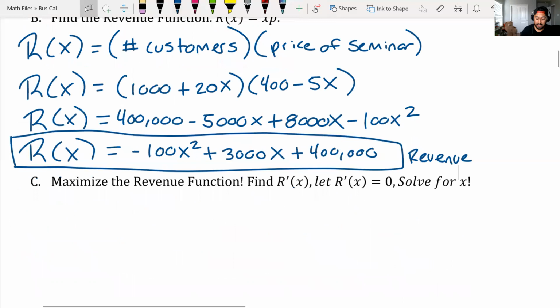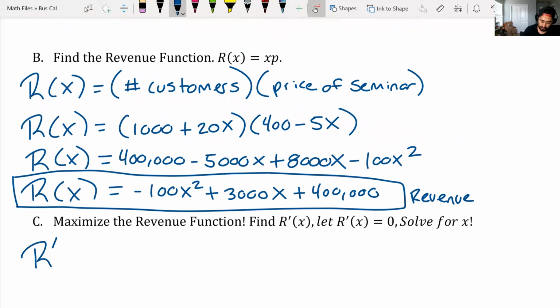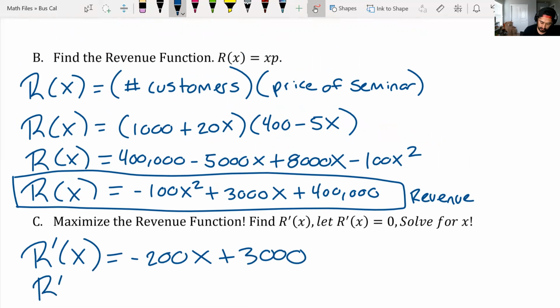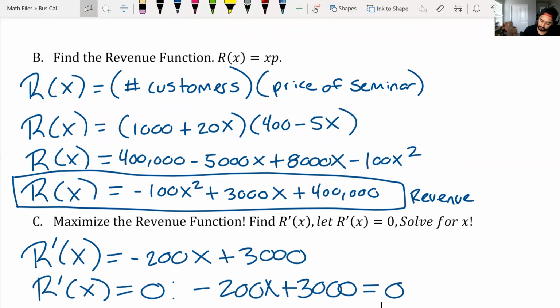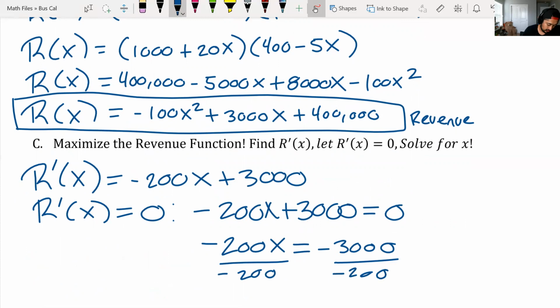Okay. Then, after you find the revenue function, maximize it. Take the derivative. Set it equal to 0. Solve for x. We know how to do that. So, r prime of x is equal to negative 200x plus 3,000. Set it equal to 0. Negative 200x plus 3,000 equals 0. Solve for x. Negative 200x equals negative 3,000. Divide by negative 200. 3,000 over 200 is 15.